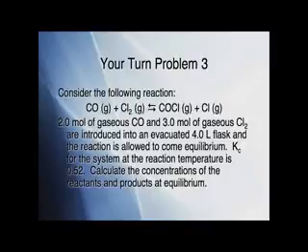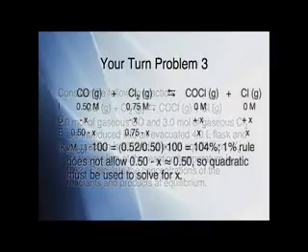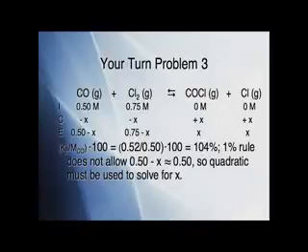So go ahead and pause the slide and work this out. Determine whether you will need to use a quadratic equation or not. You can use the 1% rule to help guide you in that, and I'll see you after you're finished. Welcome back. Let's see how you did.